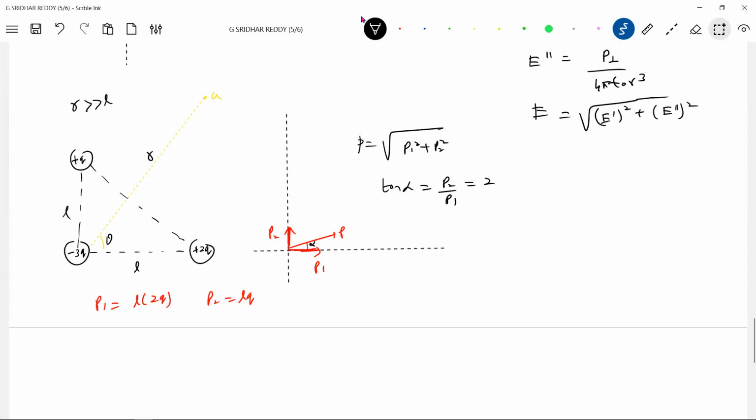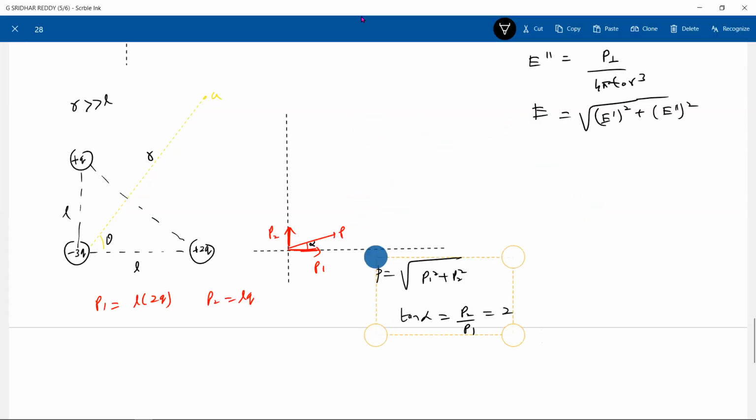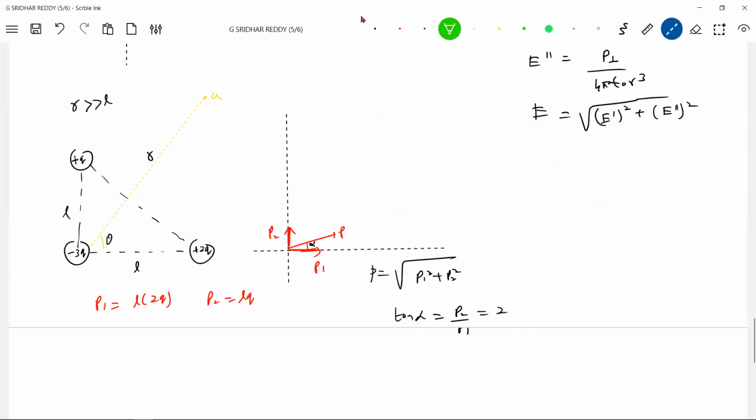Now, where is the point? Where is it asking to calculate the field? It is somewhere here. Again, what is your approach? Tan alpha, P2 by P1, is 1 by 2. Okay, I'll make changes here. Okay, I got alpha.